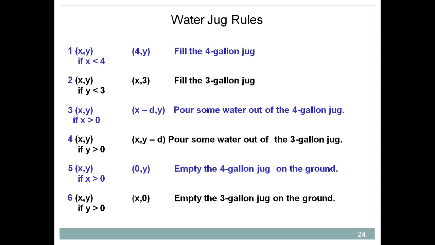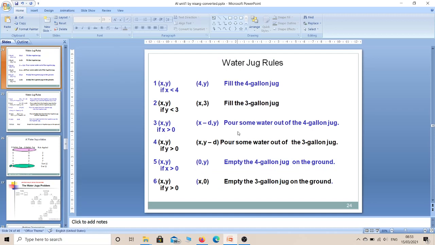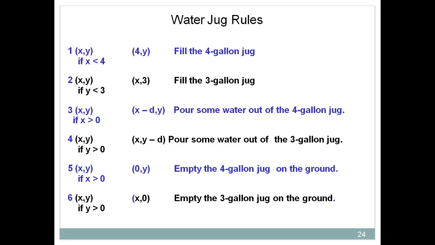Suppose you are playing the 8 puzzle problem. In that case, a tile has to be moved. So the rules can be move to left, move to right, move to top and move to bottom. These are only 4 possibilities, so these 4 rules may be formed. Similarly, in case of water jug problem, you can form rules. A rule is nothing but the different possibilities that may exist, and you have to consider those possibilities here.